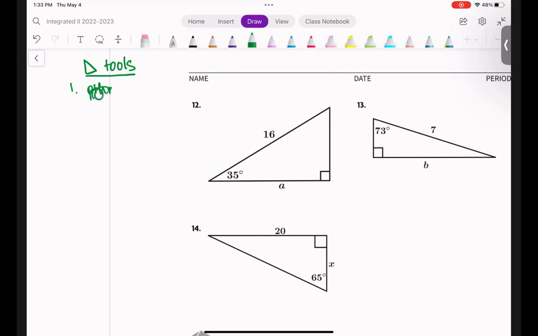Wait, I don't know how to spell Pythagorean theorem. Help. Erase. Okay, here we go. Pythagorean theorem. Okay. And the other one is trig.